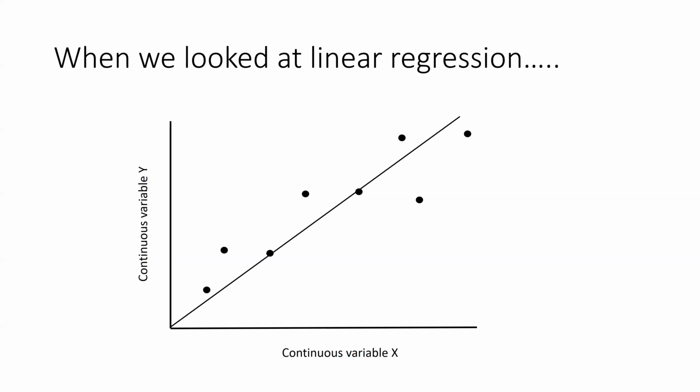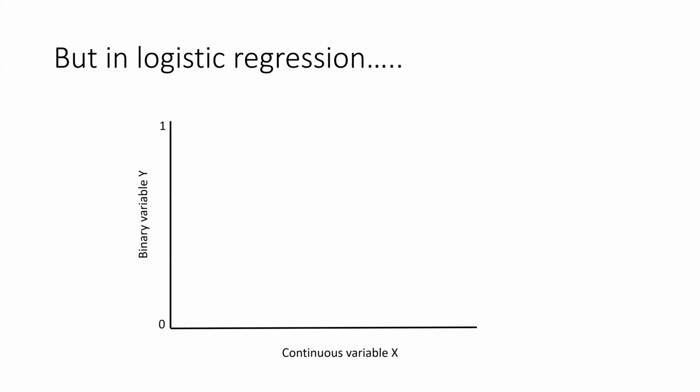But today we're going to look at logistic regression. So here we have a continuous variable on the x-axis, but we have a binary variable on the y-axis. You can see that we've got 8 data points, 4 of them on the left take the value of 0 for the y variable, and on the right-hand side, the y variable value would be 1.